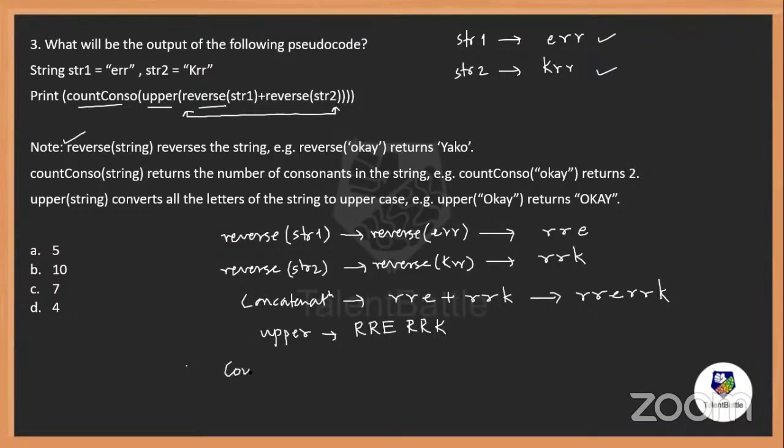Then we have count consonant on this result. So how many consonants are present here? E will get cancelled and all the remaining are consonants, right? So total 5 consonants will be there. Total 5 consonants, and finally it will print 5. So option A is correct here. 5 consonants. Got it?